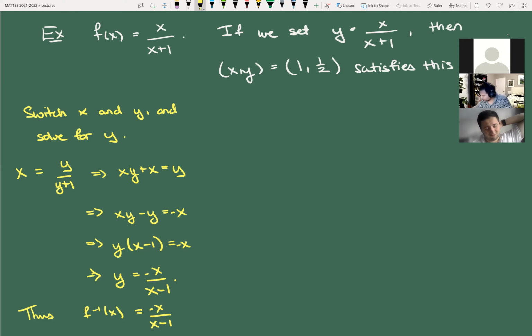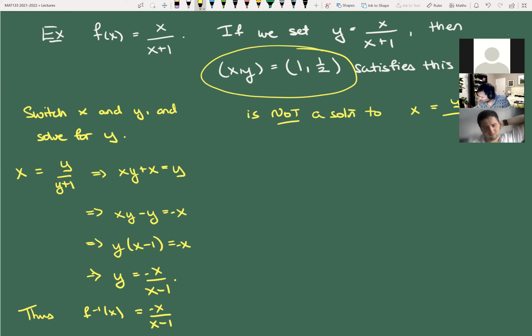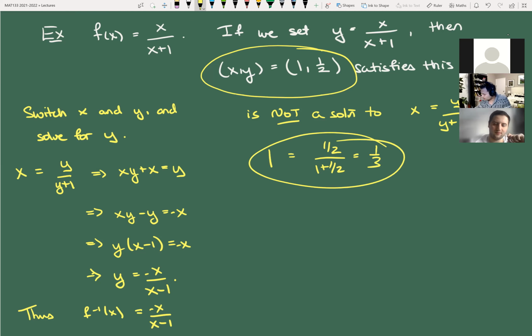Notice that this is not a solution to x is equal to y divided by y plus 1. Do you all agree? Because let's try it, right? What happens if I plug x equals 1 and y equals 1/2 into this equation? I would get 1 is equal to 1/2 divided by 1 plus 1/2. And this right-hand side is what? 1/3? This is clearly wrong, right?